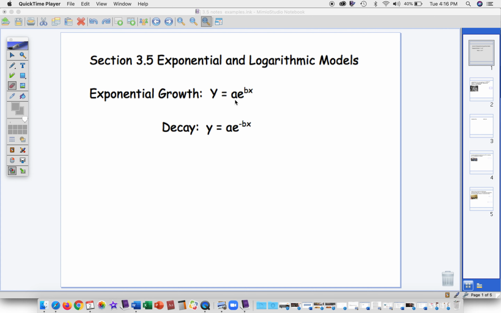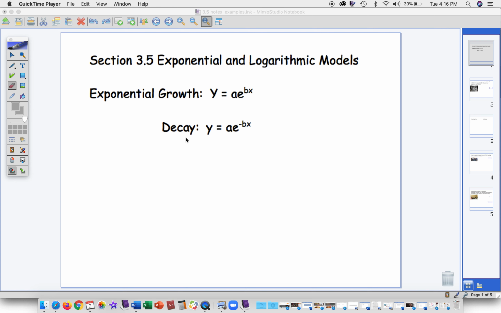A is always the initial amount. That's what you're starting with. E is the number e. B is time. And x is our rate. Or actually, they could be in either order. Sometimes you see rt. It really doesn't matter what the letters are, as long as you know this is the end amount, this is the initial amount, rate, and time, or time and rate.